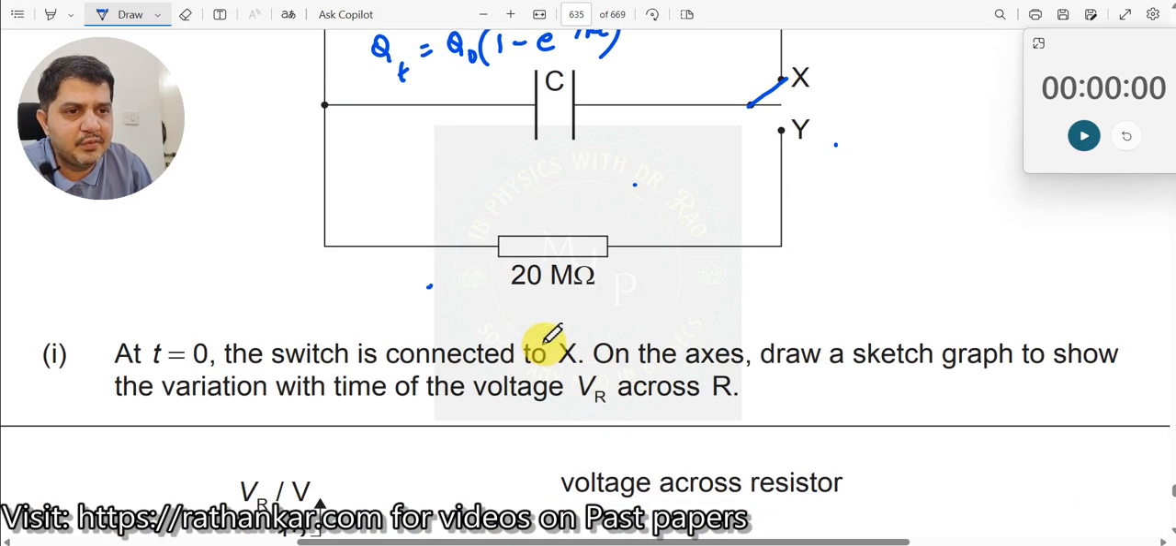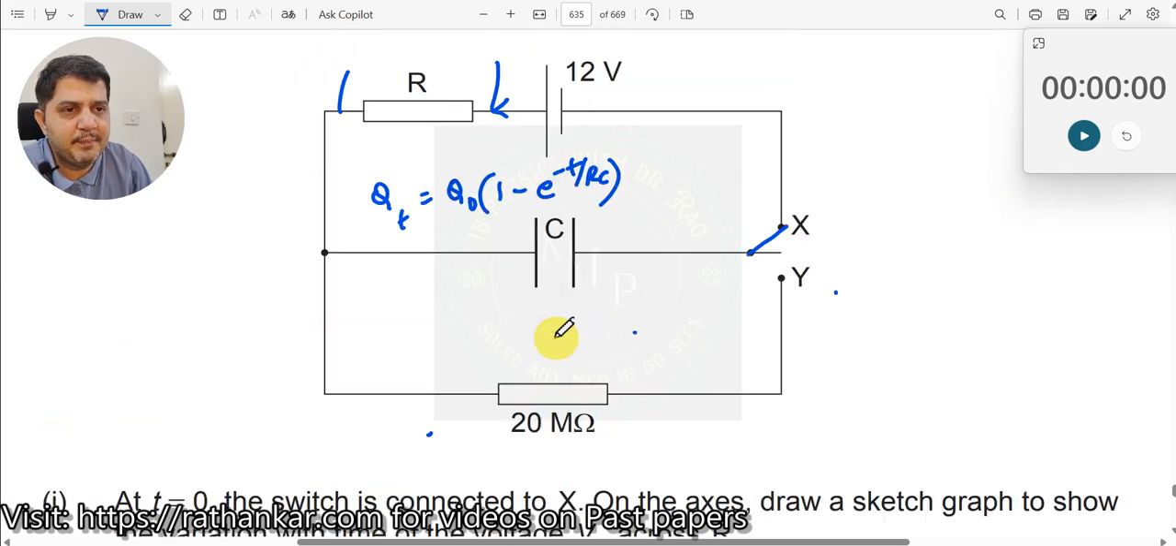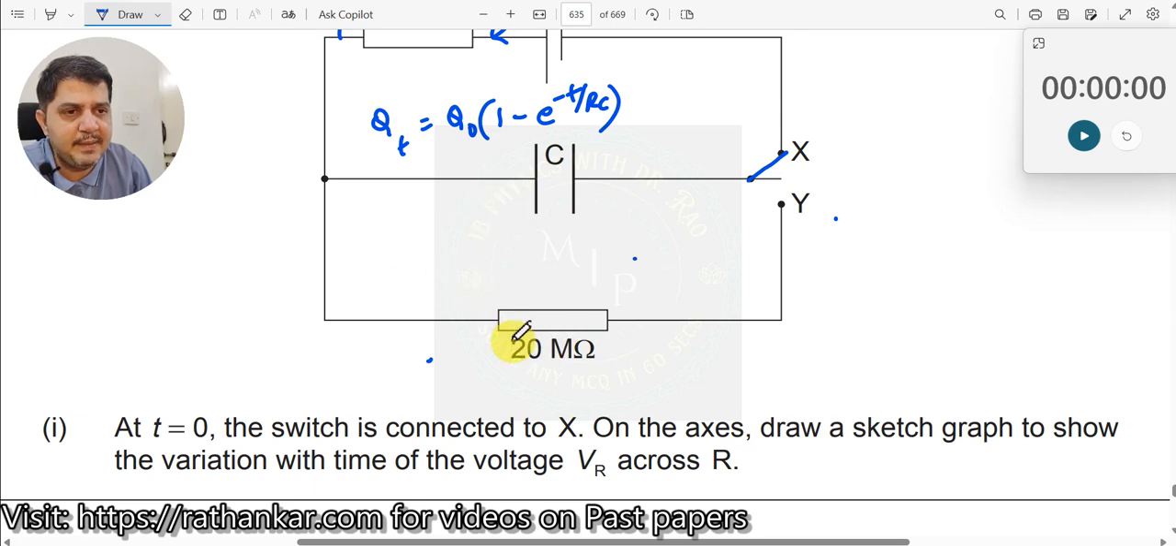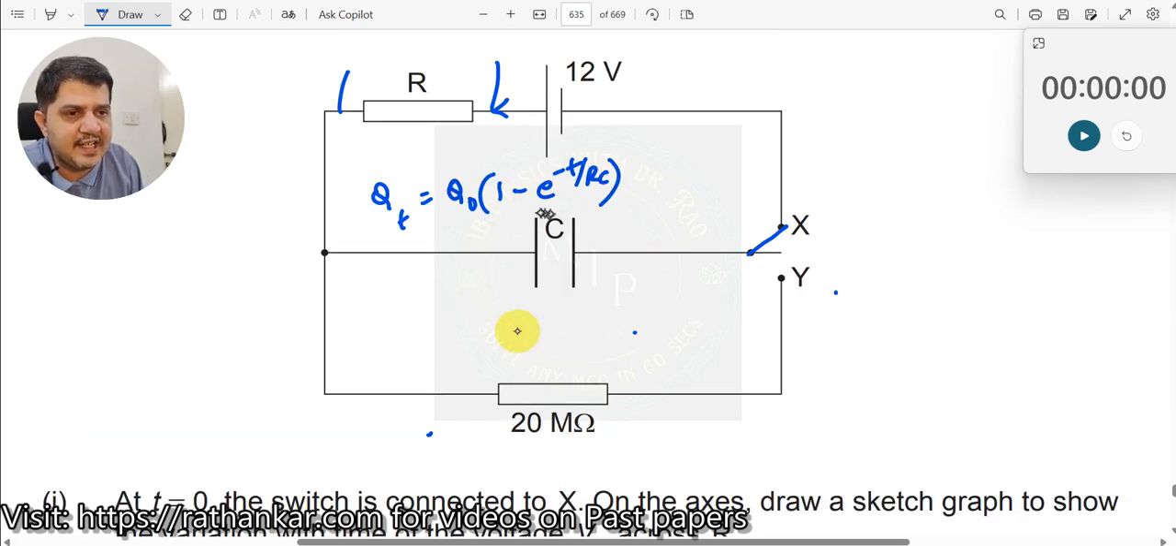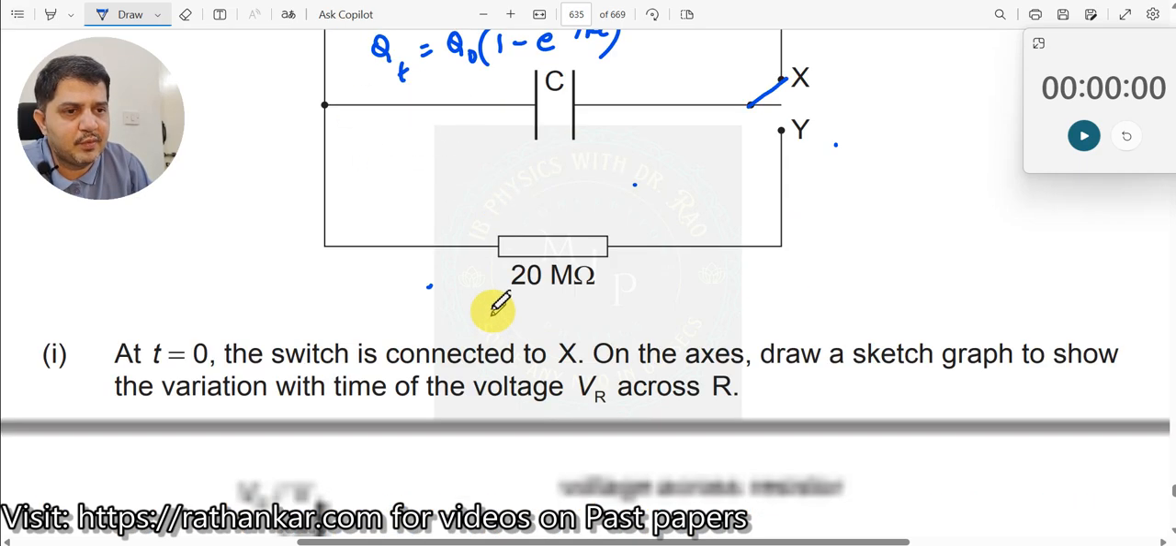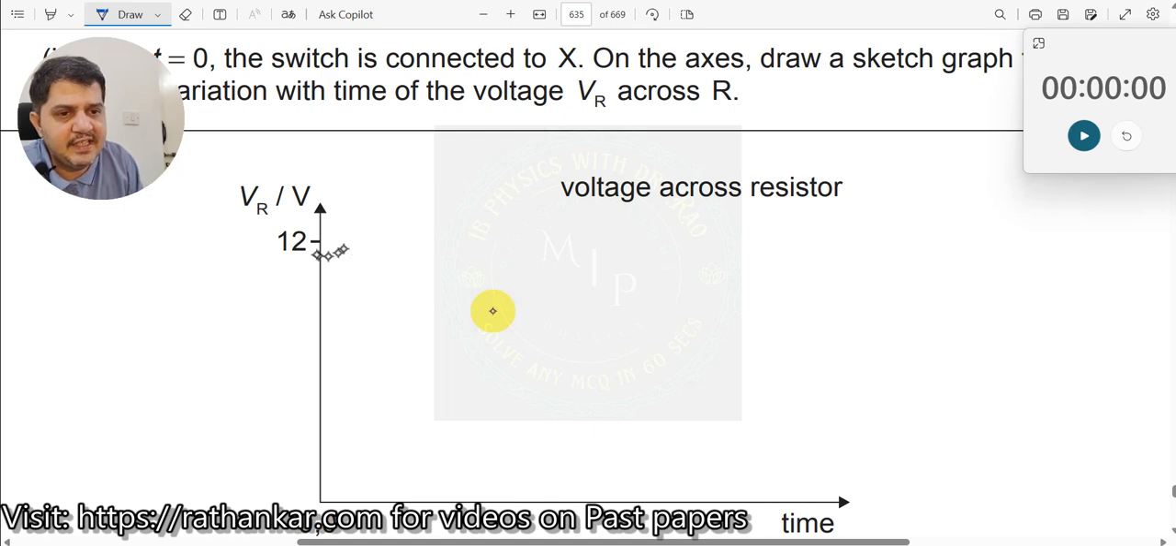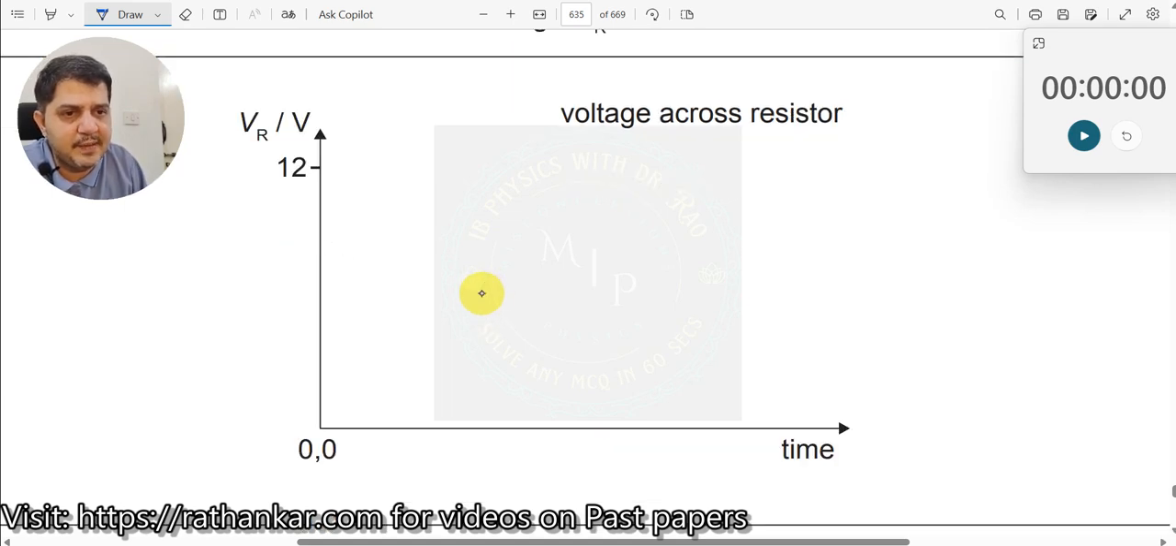So now let us come back here. Based on this, you can say it will take some time. So when it is getting charged over here, slowly the potential drop across the capacitor increases and the potential drop across the resistor slowly becomes 0. Hence, initially the voltage across the resistance will be very, very high.